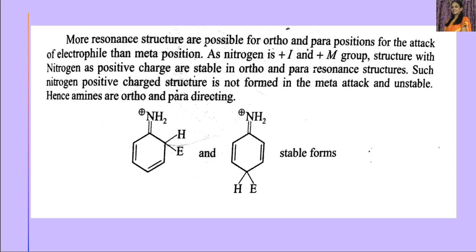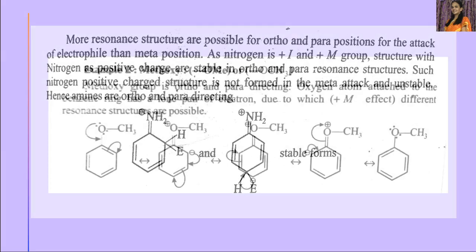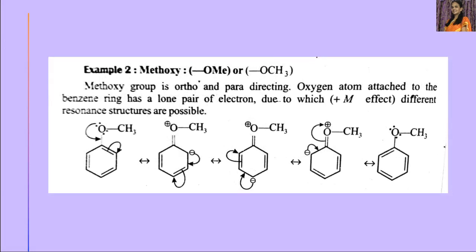Here in the ortho attack, this is one of the resonance structures where nitrogen bears the positive charge. Then in the para attack, this is one of the resonance structures where nitrogen bears the positive charge. So these are the stable forms. Therefore, ortho and para attack is more favored in the case of the amino group when it is present as the first substituent on the benzene ring. Right.